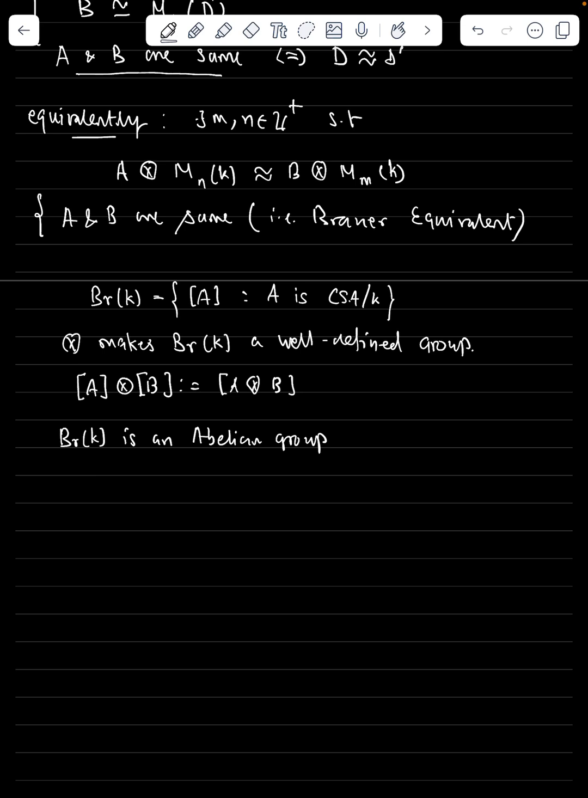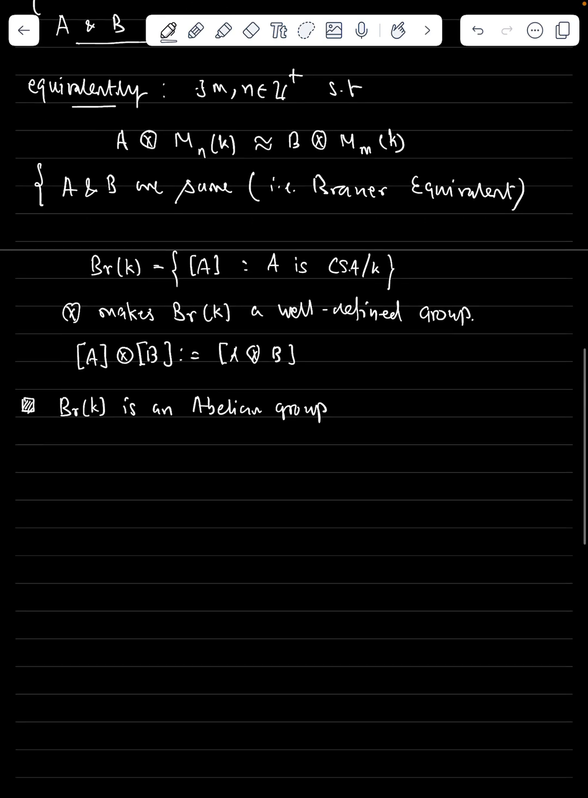Right. And so whenever you have a group, you need to have an identity element, and it's easy to check that the class of matrix algebra is the identity.